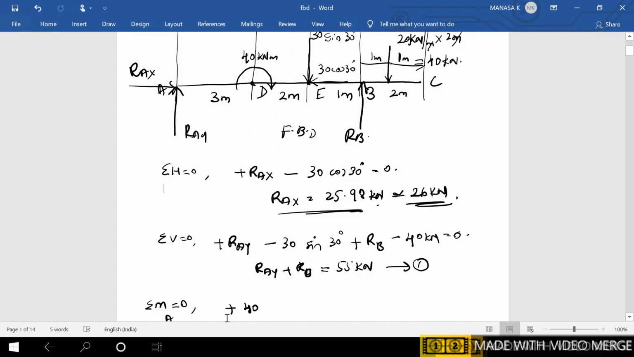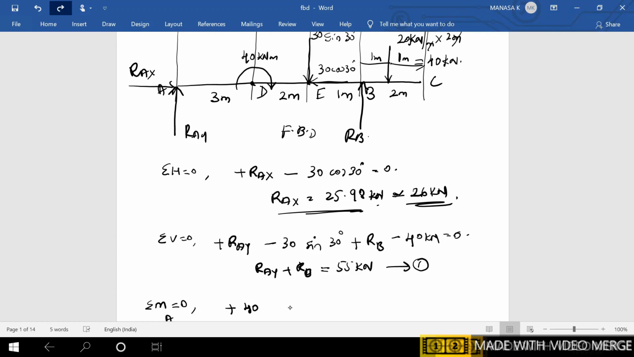So while taking the moment, it is better to once again check the question or free body diagram whether there is a moment given there. If a moment is given, first you write the moment depending on whether it is clockwise or anti-clockwise. Now it is clockwise, so it will be positive 40.